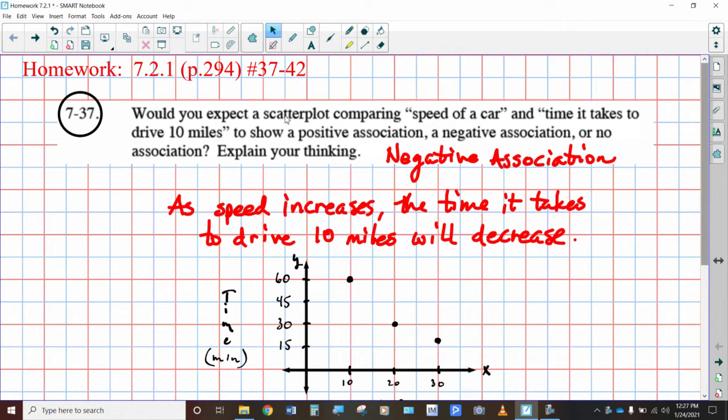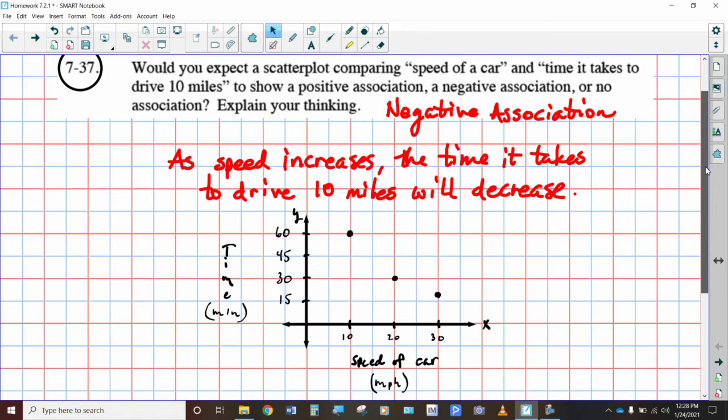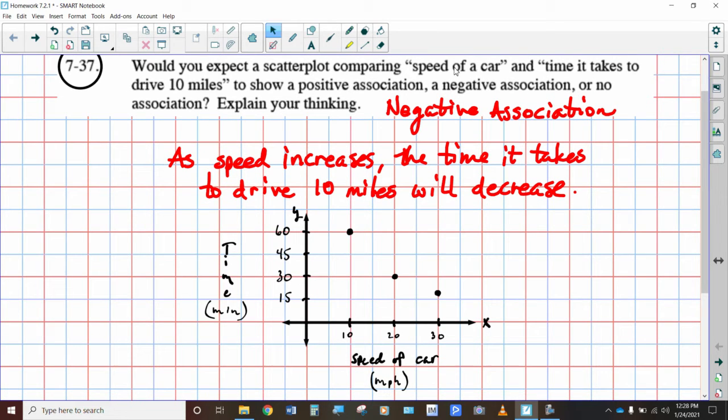When you're trying to figure out if there is a correlation or an association between two variables, you have to think about which one is independent and which one is dependent, okay? What I often tell students is you can control the independent variable, and usually the dependent variable is affected by the independent variable.